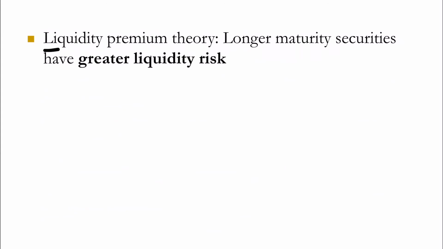So this is theory number 2 for explaining the shape of the yield curve. The liquidity premium theory states that longer maturity securities have greater liquidity risk. And we know it's thought that investors are typically risk averse, right? So if you're offered the exact same yield on a short-term security versus a long-term security, what would you always invest in?